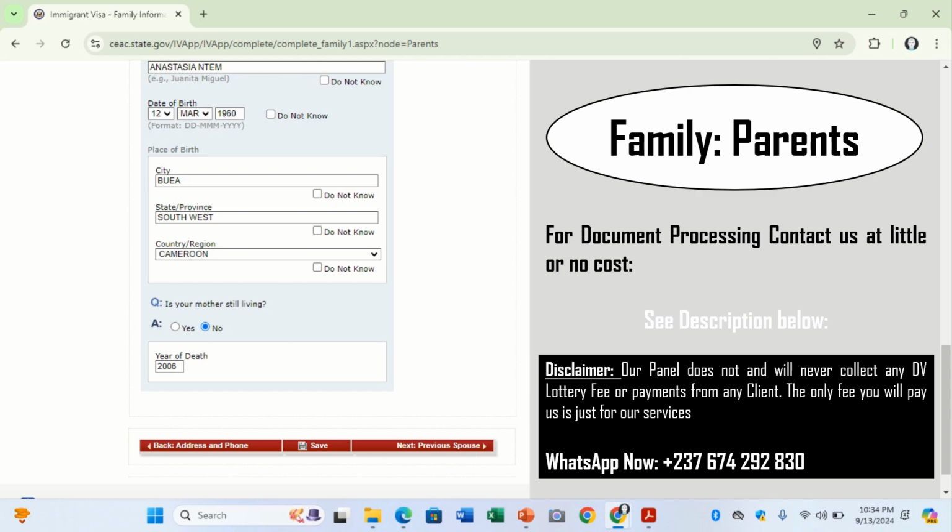This applies to those who were married before. If you had a husband or a wife before, then you're going to fill in the information for the previous spouse. If there was no previous spouse, then that information will be left out, or will not even appear on the form for you to fill. So this is where we end with this one.